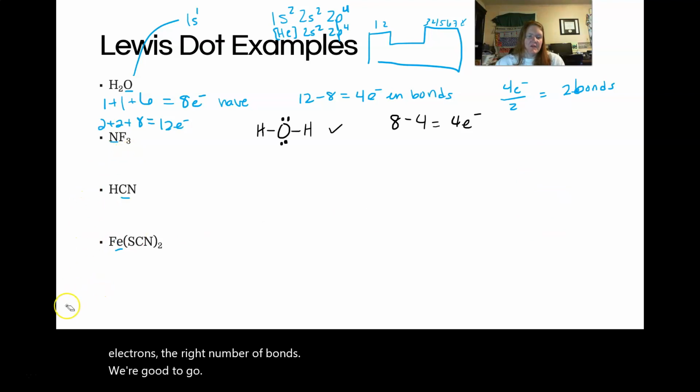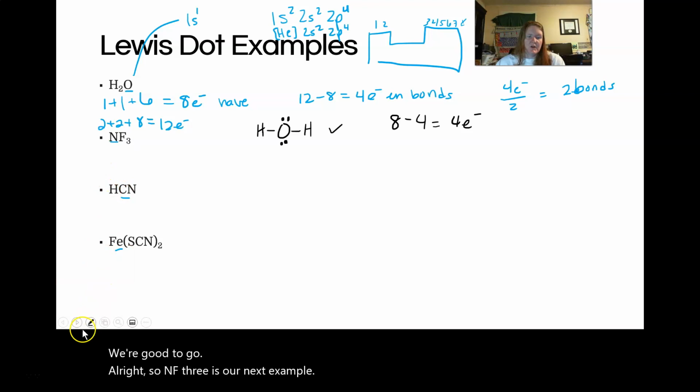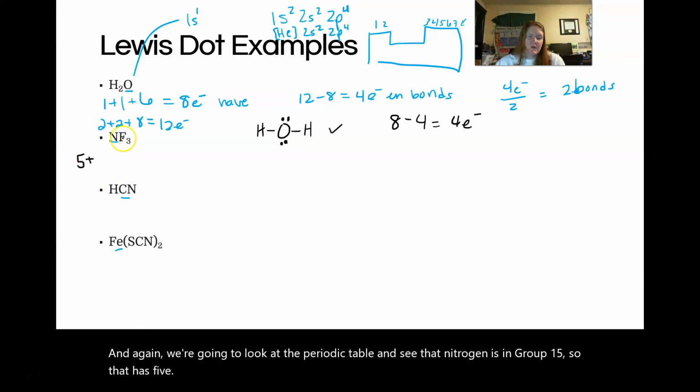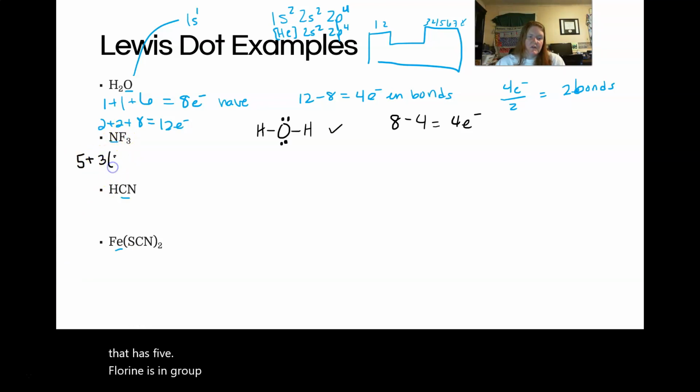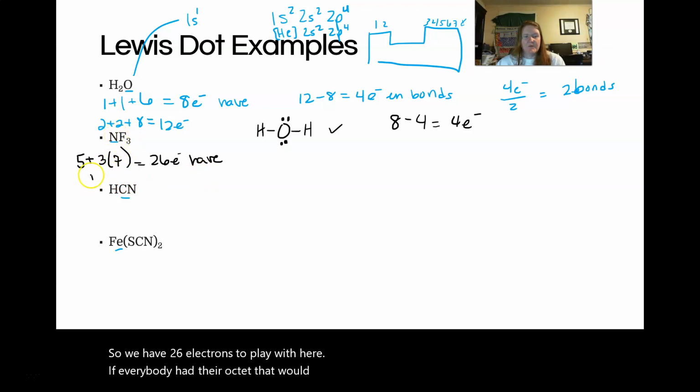All right, so NF3 is our next example. Again, we're going to look at the periodic table and see that nitrogen is in group 15, so that has 5. Fluorine is in group 17, so that'll have 7, but there's 3 atoms of fluorine. So we have 26 electrons to play with here. If everybody had their octet, that would be 4 atoms times 8, so we would have 32 electrons. So I can subtract them.